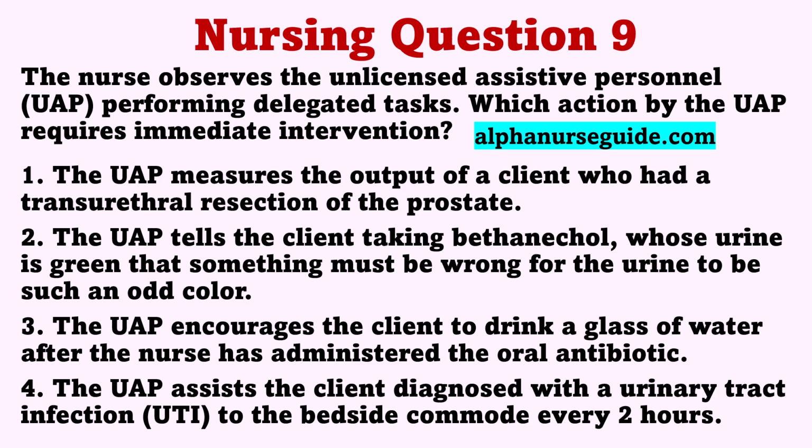In option 1, the urinary output should be measured frequently in a client who has had a transurethral resection of the prostate. The client will have bladder irrigation, and the indwelling catheter bag will need to be emptied frequently. The nurse would not intervene to stop this action. In option 3, the client should be encouraged to drink fluids. The nurse would not intervene to stop this action. In option 4, this action encourages bowel and urine continence and is part of falls prevention protocol. The nurse would not intervene to stop this action.